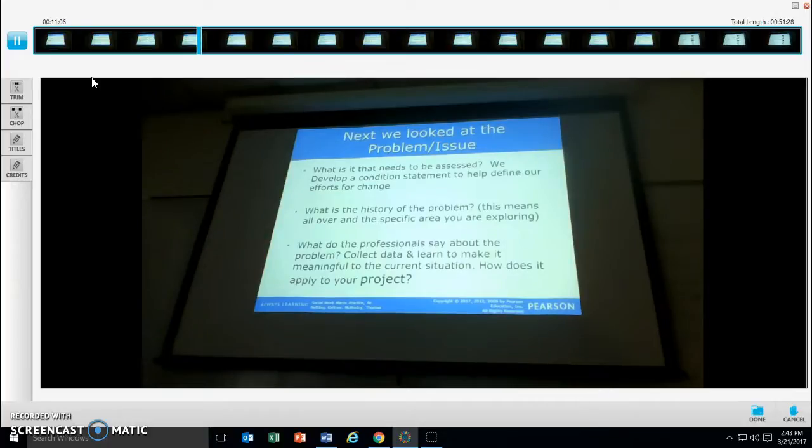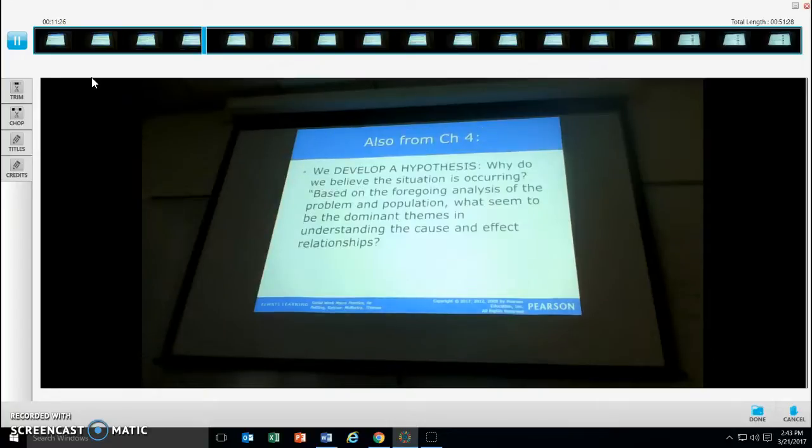So, and then what do the professionals say about the problem? Collect data and learn to make it meaningful in your current situation. So not just what all the data means, but you're going to have to start picking out how does this apply to our people and our project and what we're working on. So that's just a recap.